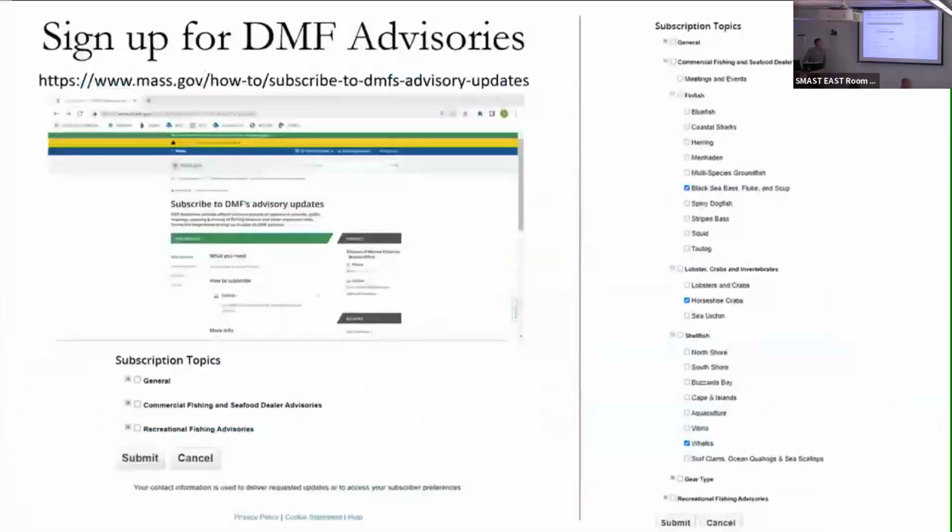So if you want to sign up for DMF advisories, which I would recommend, you can go to the site here, click on this part here, and this box will pop up. Click on that there for commercial fishing and seafood advisory dealers. That'll pop up. And then click on lobster, crabs, and invertebrates. You can select horseshoe crabs. If you're also interested in other species that impact horseshoe crabs, you can also select whelks and fluke, because those fisheries also impact horseshoe crabs.